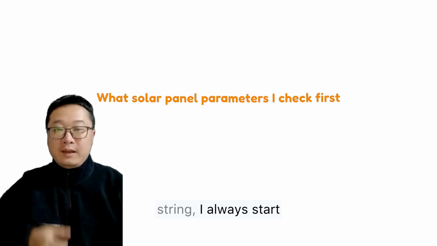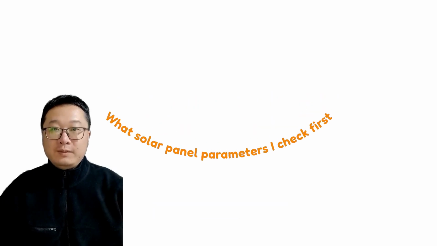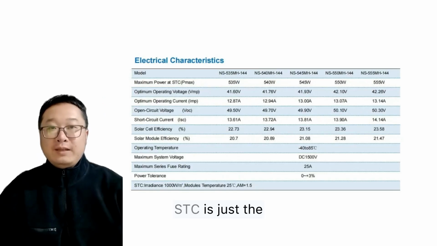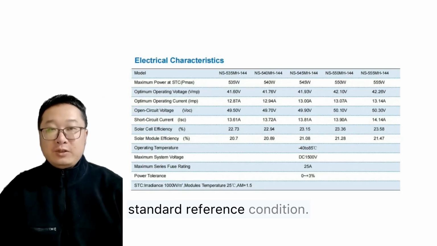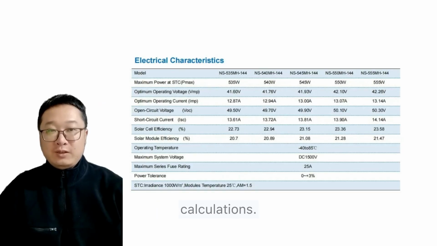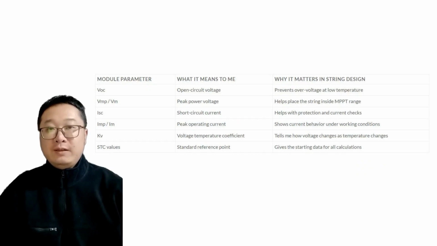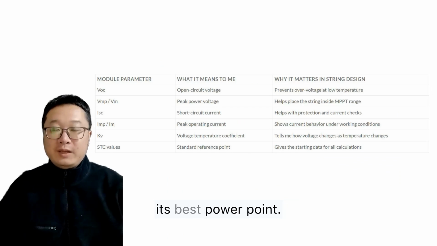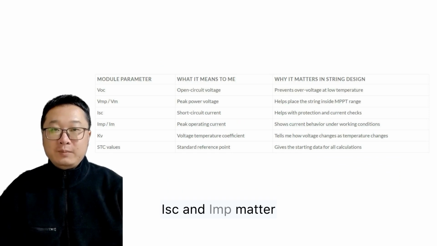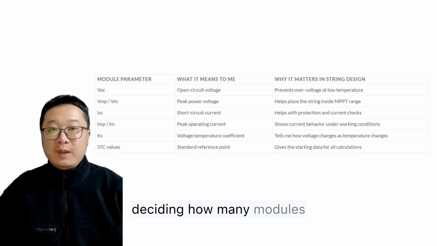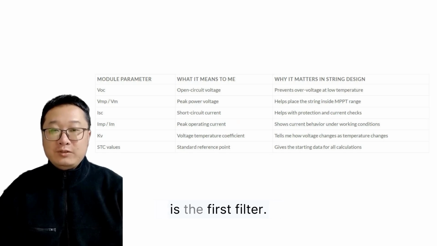Before I build a string, I always start with the module data sheet. The key values I look at are STC, VOC, VMP, ISC, IMP, and the voltage temperature coefficient. Let me explain that in a simpler way. STC is just the standard reference condition. It gives me a starting point for all calculations. VOC, or open circuit voltage, tells me the highest voltage risk. VMP, or peak power voltage, tells me where the module works around its best power point. ISC and IMP matter too, but when I'm deciding how many modules go in series, voltage is the first filter.